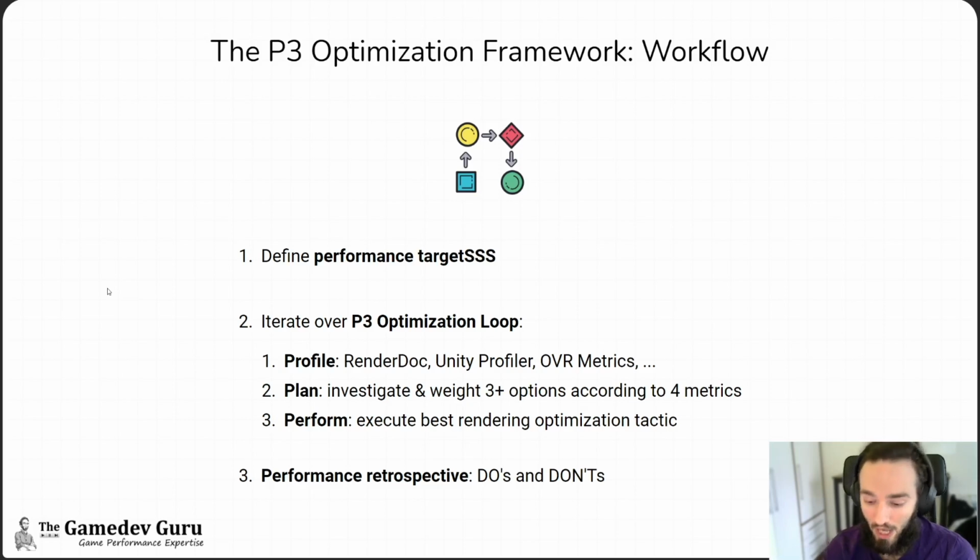Finally, after you have repeated several iterations of the P3 optimization loop, you will end up at your target FPS and at your target performance goals, whatever they might be.